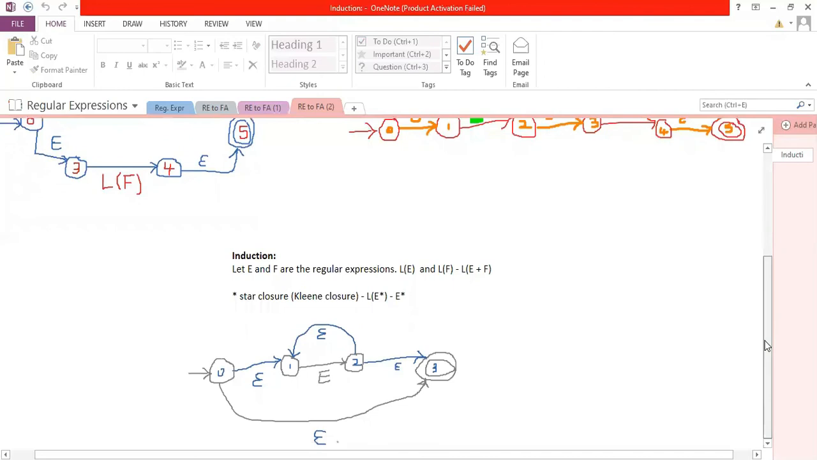Remember, the moment I say A star, as I said, it accepts 0 or more occurrences. That means it should accept epsilon. First, one occurrence of the symbol, two occurrences, three occurrences, and so on. So the moment I say it accepts epsilon, I need to have a transition from the initial state to the final state. You can clearly observe there is a transition from 0 to 3. If there is zero input symbol, that is indicated by epsilon, as we know. So there should be a transition from initial state to final state. So you can see the transition from 0 to 3, where 3 is the final state here. You can have an epsilon transition.